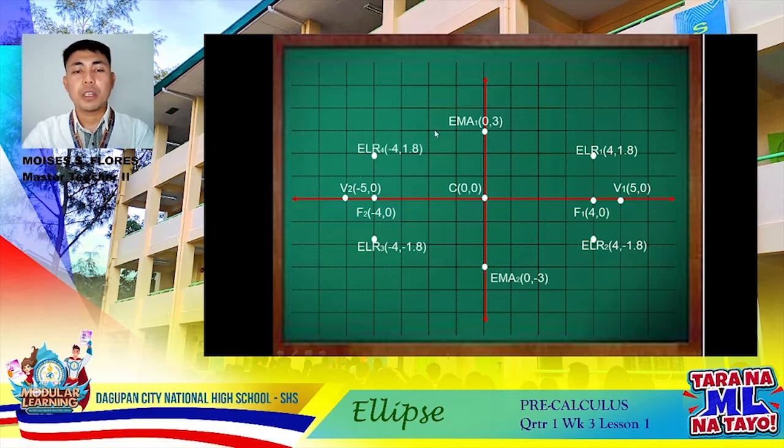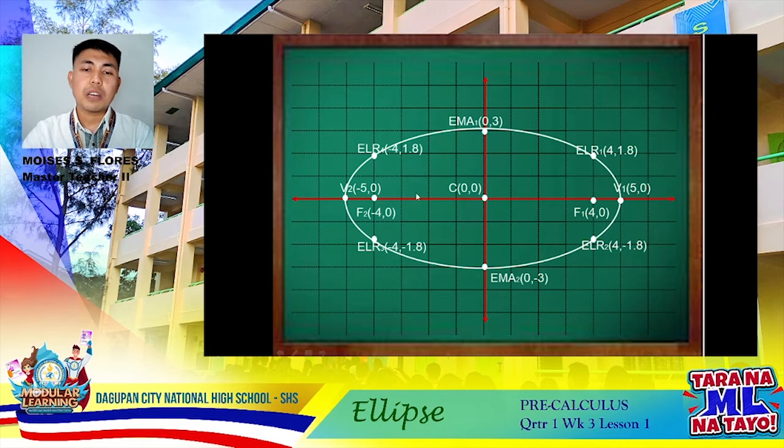Okay, so what do you observe? We have now completed our graph with respect to your vertex, your focus, your minor axis, and your LR. We are now ready to connect. Once we connect, take note, we are not to connect your focus and your center, but instead all those outside points. So there you have our graph.